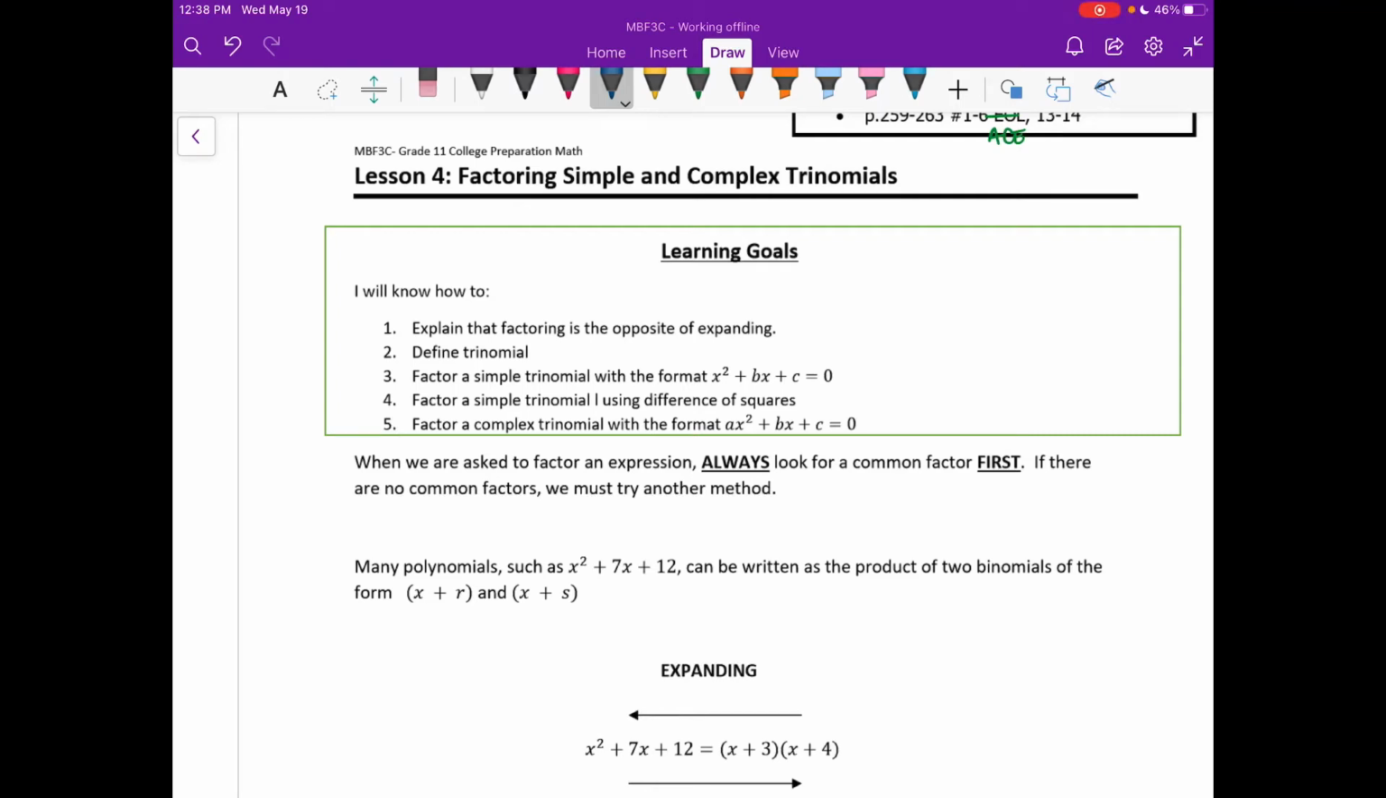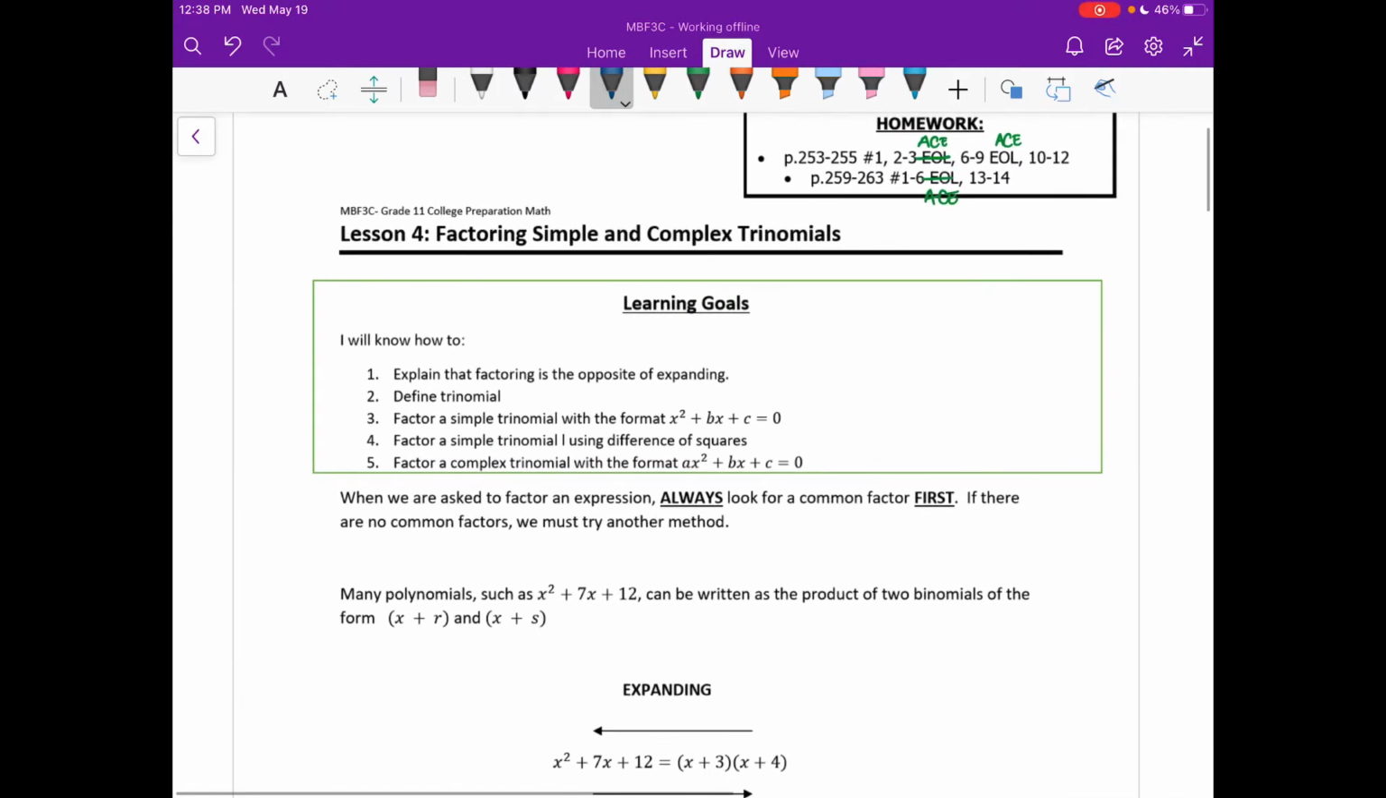Hi class, so in today's lesson we're going to be going over lesson 4, factoring simple and complex trinomials.